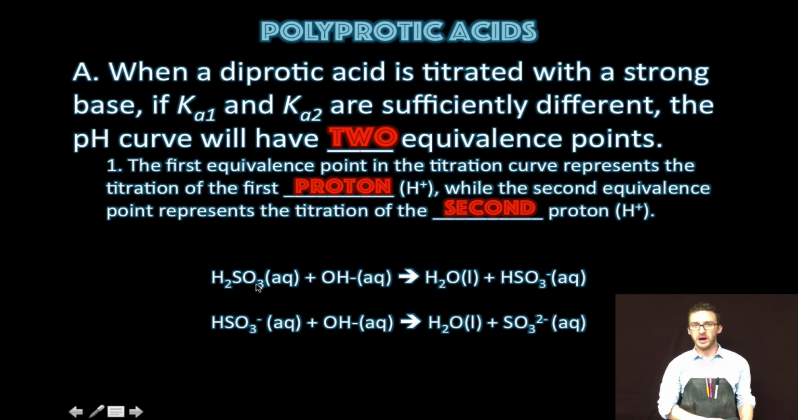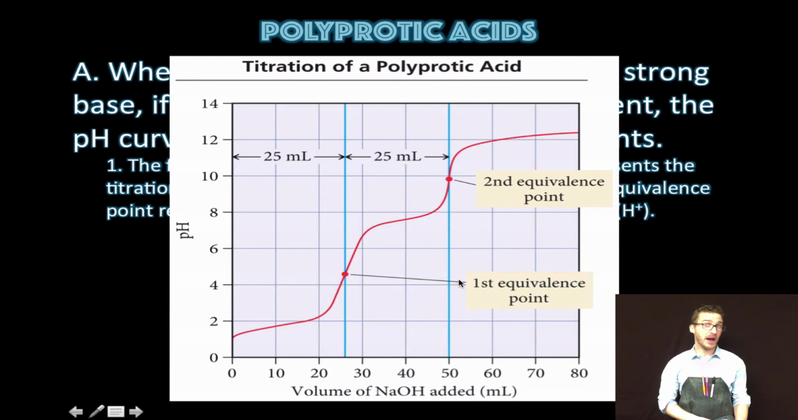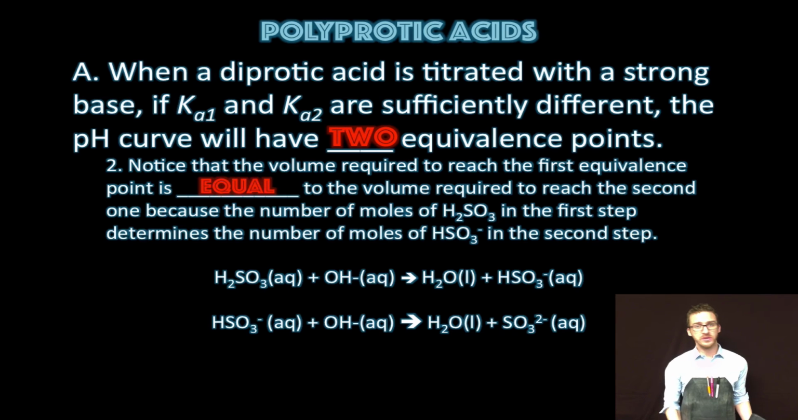Realize that the ionization or deprotonation happens in steps. That HSO3- ion will then react with hydroxide to form additional water and the sulfite ion. And so when you perform a titration of a diprotic acid, you'll get two equivalence points. If you had a triprotic acid, you would get 3. And just notice then that the volume required to reach the first equivalence point is equal to the volume required to reach the second one, because the number of moles of H2SO3 in the first step determines the number of moles of HSO3- in the second step. Again, recognize it's a 1-to-1 ratio.